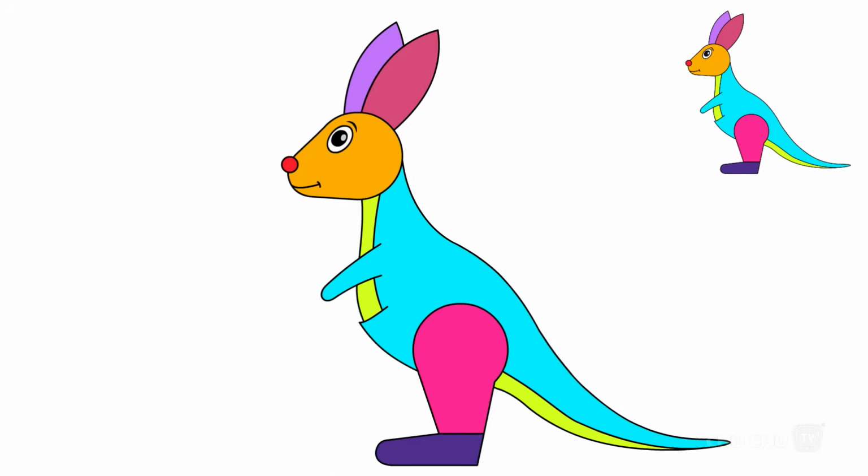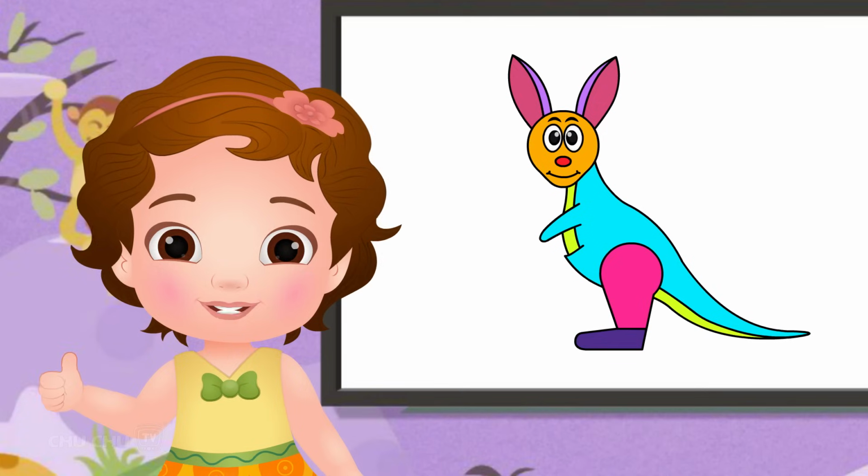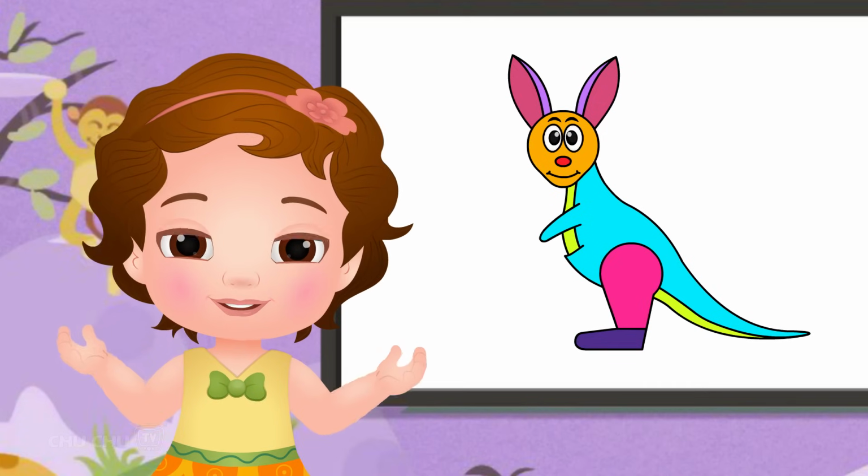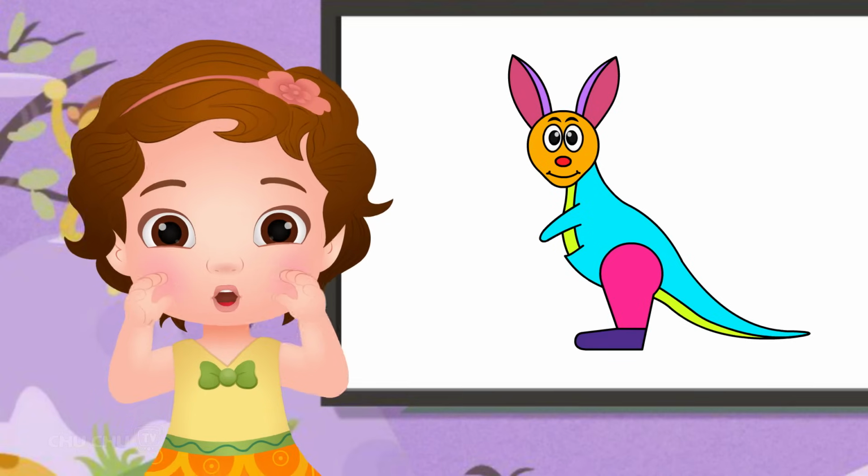What does a kangaroo say? The kangaroo says, chortle, chortle.